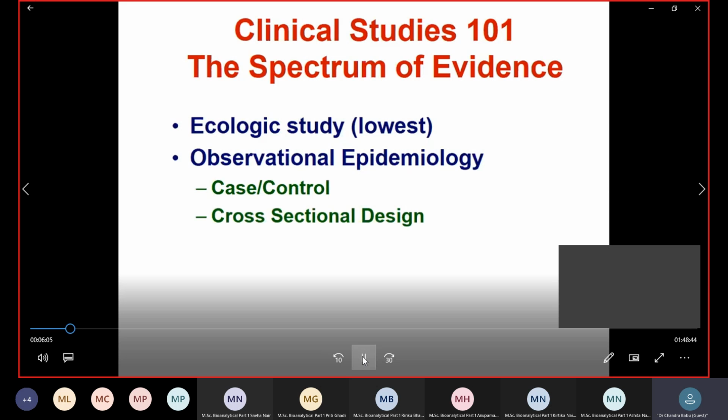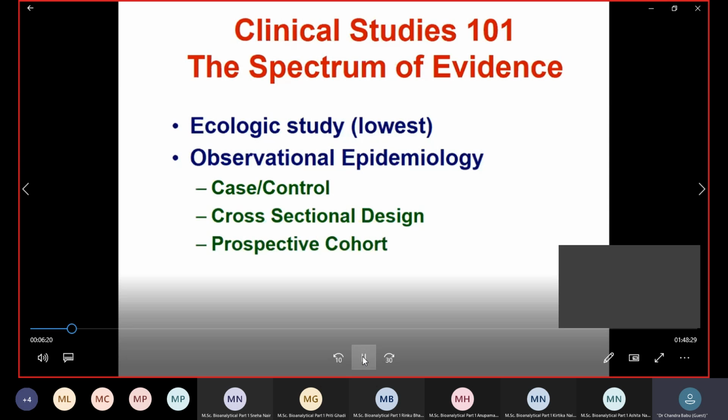The next level up is a cross-sectional design. You can think of that being a snapshot. I take a picture at one point in time and see who's sick and who's well and who's exposed and who's not exposed. There's no temporality in a case control study.